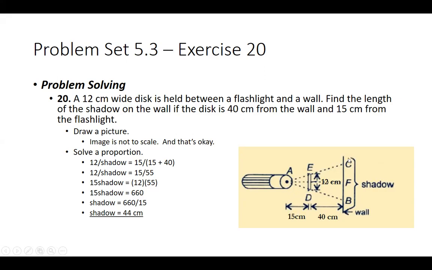One of their heights, the big triangle made from the flashlight to the wall, has a height of 15 plus 40 centimeters. The smaller triangle, made up of the flashlight to the disc, has a height of 15 centimeters. So one of our proportions, small triangle to big triangle, is 15 to 15 plus 40, or 15 to 55.